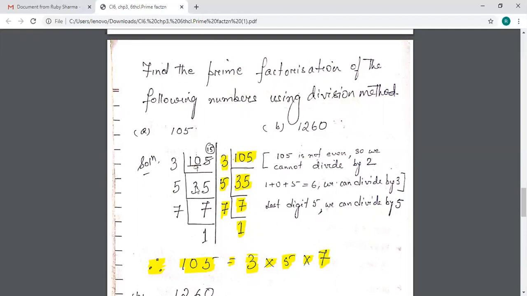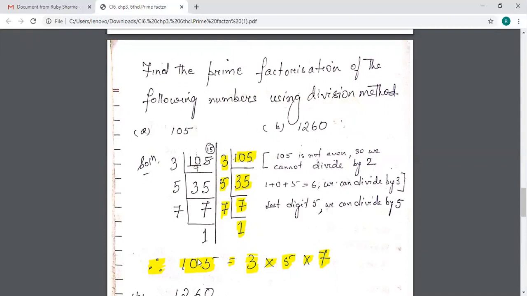Now again this 35, we know it will not go by 2, isn't it? Because the first time itself it was odd, so it will never be divisible by 2 anymore. So you check by 3 again. 5 plus 3 is 8, so it is not divisible by 3. So the next prime number is 5. For 35, the last digit is 5 or 0, so you can divide by 5. 5 7s are 35. Next you get 7 here. Then again you draw this. Then you write 7. It will go by 7 only now, isn't it? Next prime number. So 7 1s are 7. So this is how you do it.